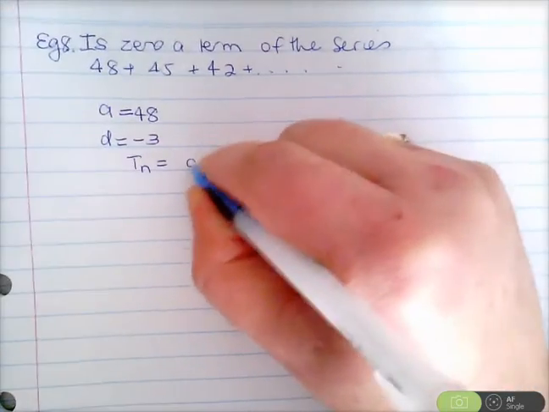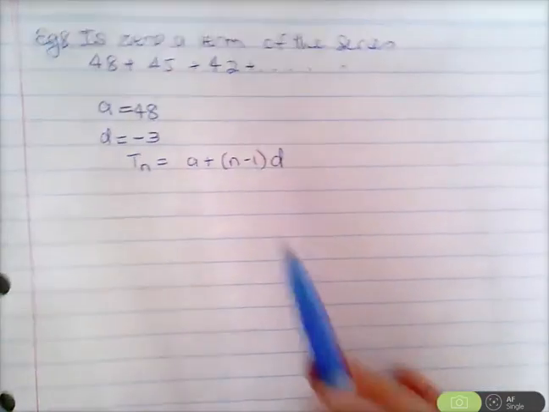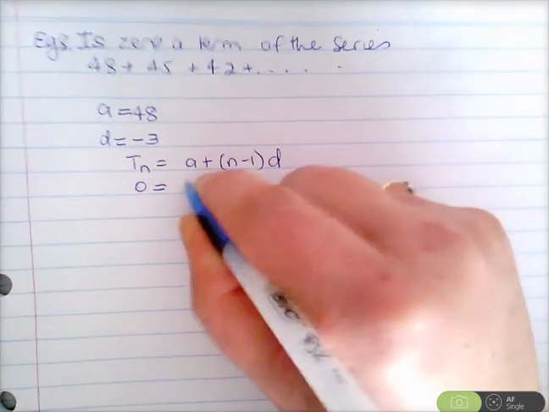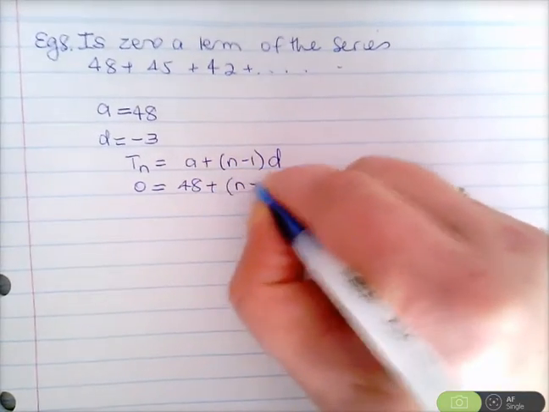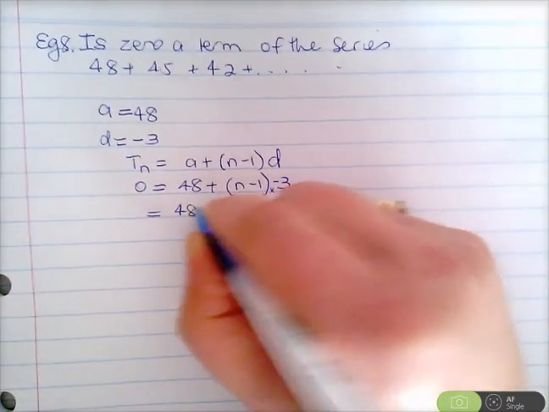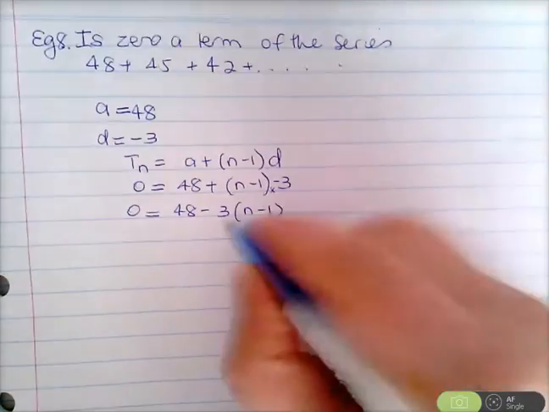So Tn equals a plus (n minus 1)d. That's our arithmetic series, the general form. We want to see if 0 is a term. So 0 equals 48 plus (n minus 1) times negative 3. That's a times there. So I'm going to go 48 minus 3(n minus 1). So is 0 a term there?